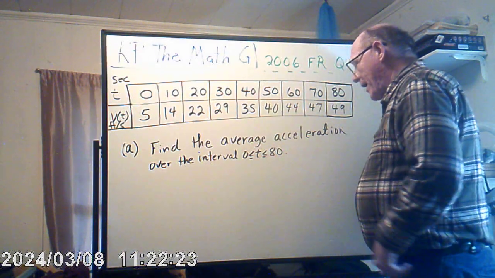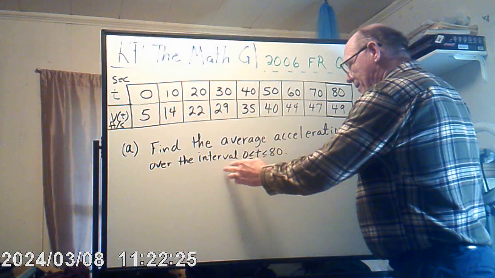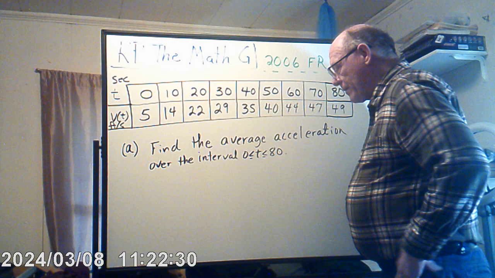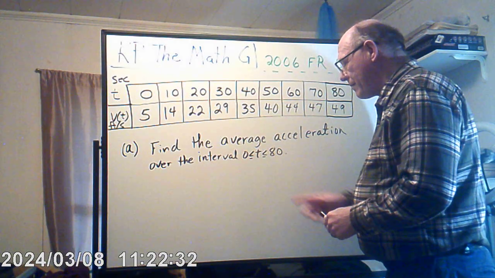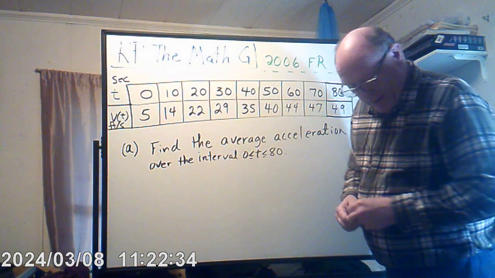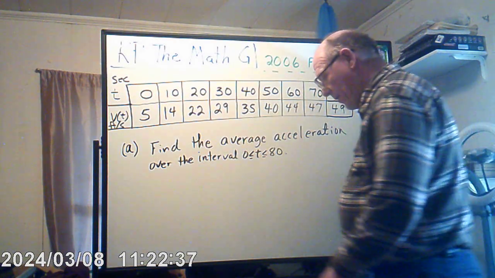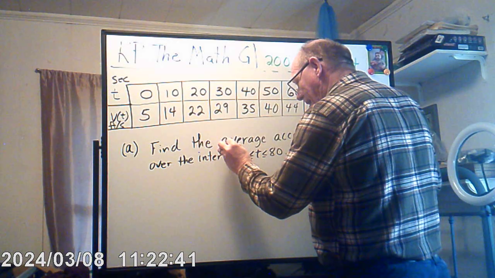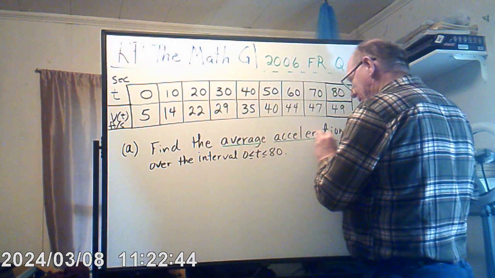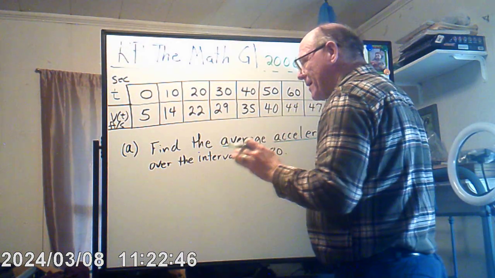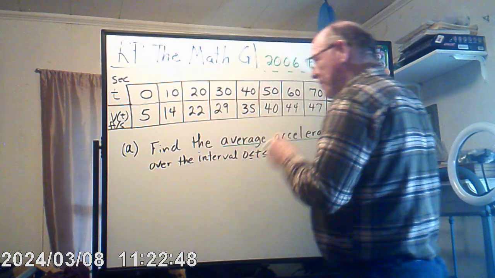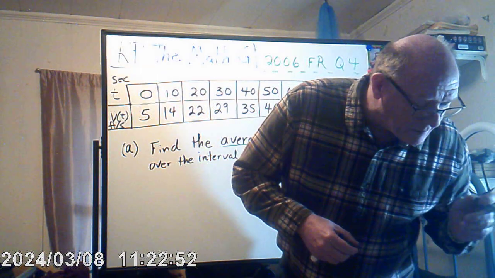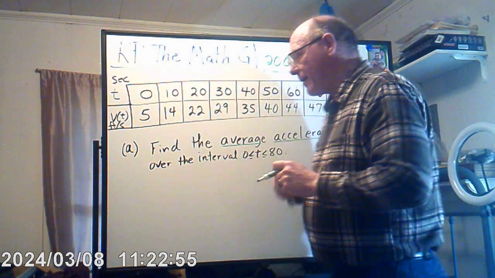It says find the average acceleration over the interval t being between 0 and 80, including 0 and 80. Okay, so let's do that. All right, it's average. So average acceleration. I know the answer is going to be in acceleration. It does say acceleration, doesn't it? Yep, it sure does.